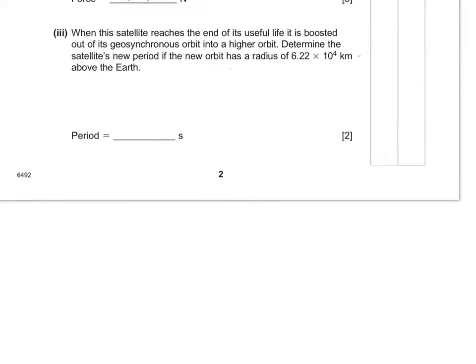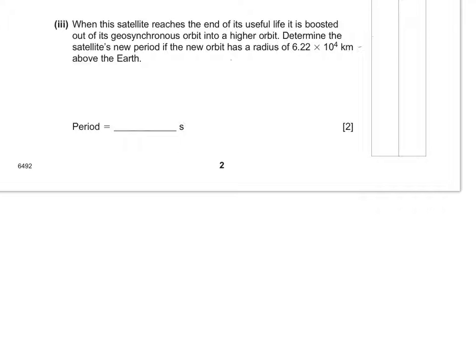So when the satellite reaches the end of its useful life, it is boosted out of its geosynchronous orbit into a higher orbit. Determine the satellite's new period if the new orbit has a radius of 6.22 times 10 to the 4 kilometers above the Earth. Now this kind of question can be done by ratios if we remember that Kepler found that T squared was proportional to r cubed. So if T squared is proportional to r cubed, that means that T squared over r cubed, or r cubed over T squared, whichever way you want to write it, is going to be equal to a constant.